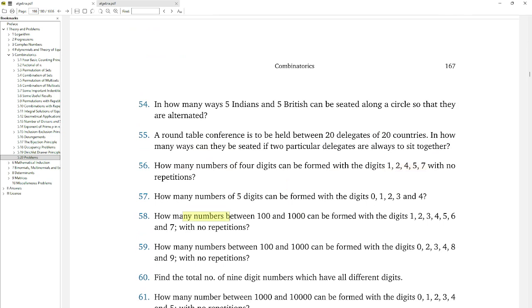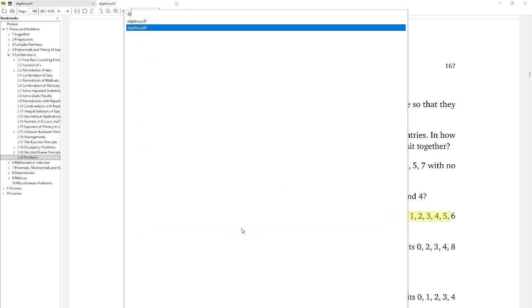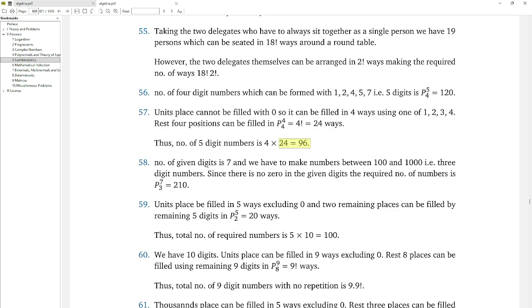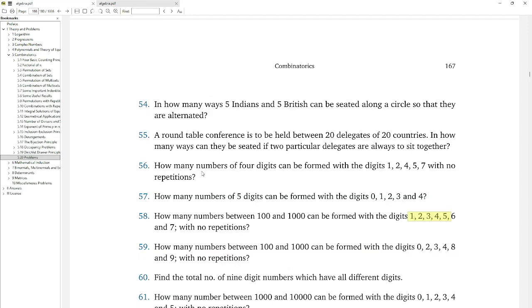Question 58 says how many numbers between 100 and 1000 can be formed with the digits 1, 2, 3, 4, 5, 6, and 7 with no repetitions. So number of given digits is 7 and we have to make numbers between 100 and 1000, that is 3-digit numbers. Since there is no 0 in the given digits, the required number of numbers is 7P3, that is 210.